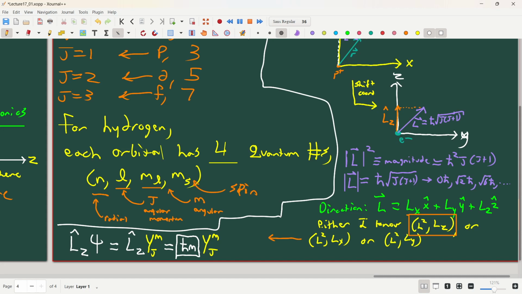So for j equals 1, there are three options. You can precess around the northern hemisphere, m equals -1 would be the southern hemisphere, and m equals 0 is precessing around the equator. We'll look at that math more carefully.